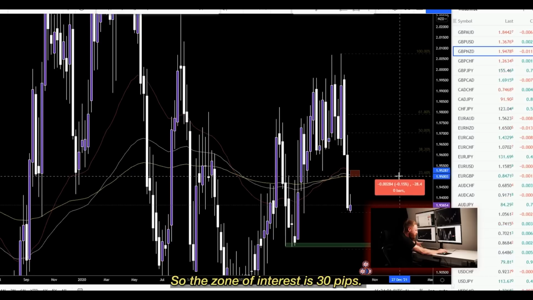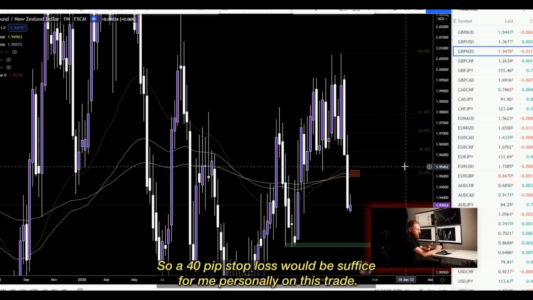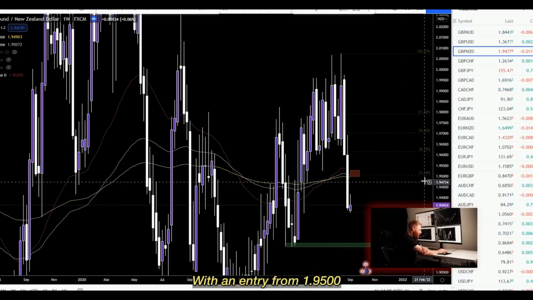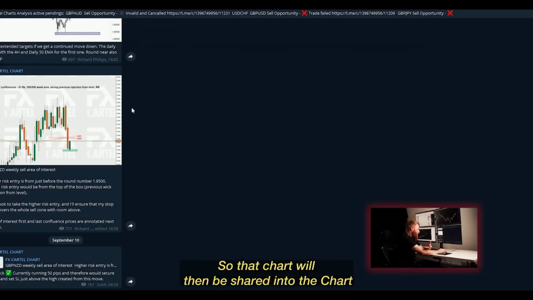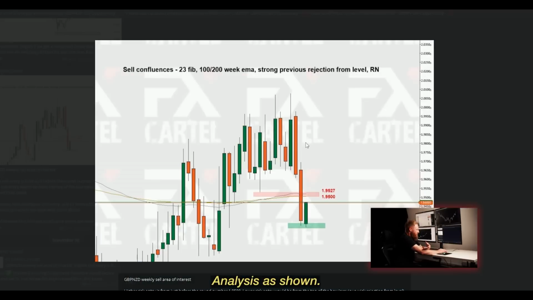So the zone of interest is 30 pips, so a 40 pip stop loss would suffice for me personally on this trade, with an entry from 195. So that chart will then be shared into the chart analysis channel as shown. So a 195 entry is my personal choice.